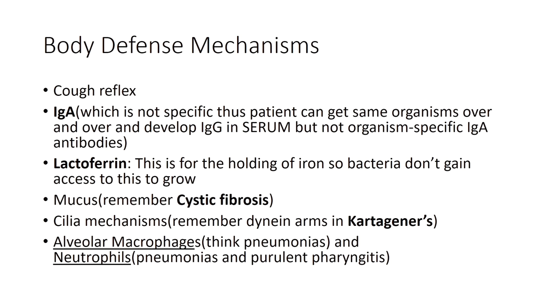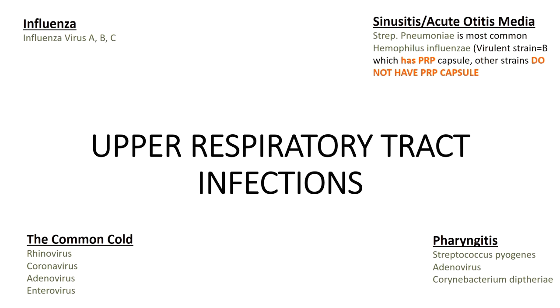Other problem is straight up primary ciliary mechanism problems. So that's your dynein arms, most likely associated with Kartagener. But remember, smoking can do this as well, can paralyze that cilia. Other defenses we have are alveolar macrophages and neutrophils. They help clear up our infections because they're phagocytic cells.